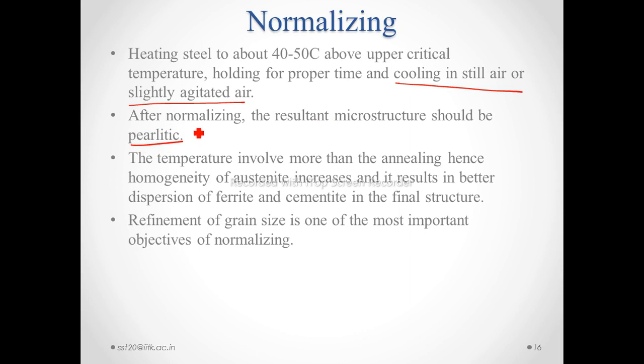The temperature involved is more than in annealing. Hence the homogeneity of austenite increases, and it results in better dispersion of the ferrite and the cementite in the final microstructure. The temperature that we are carrying out is higher compared to that of the full annealing process. That's why we'll get a better pearlitic region here.